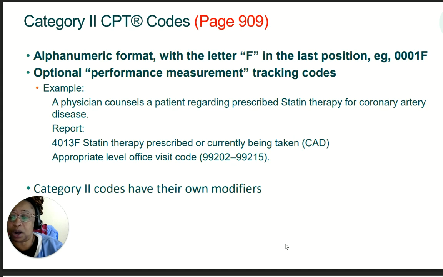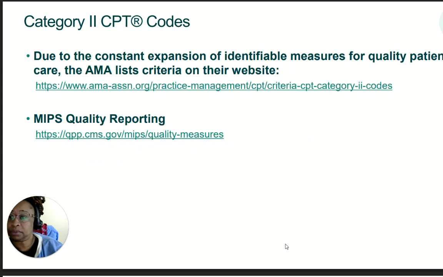The Category 2 codes have their own modifiers. Due to the constant expanding of identifiable measures for quality patient care, the AMA lists criteria on their website, which is listed on this link below, and also for the MIPS quality report on this actual link as well.